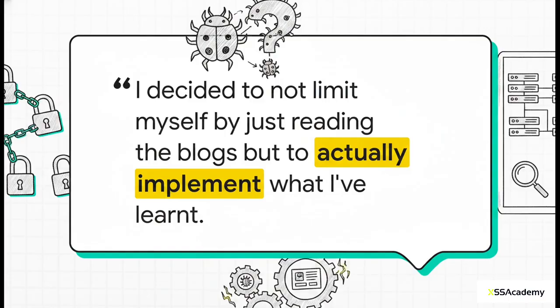Driven by pure curiosity, the author built a custom environment to prove these dismissed bugs are actually incredibly dangerous when you mix them together. As they put it, "I decided to not limit myself by just reading the blogs, but to actually implement what I've learned." Okay, so let's see exactly what they built.